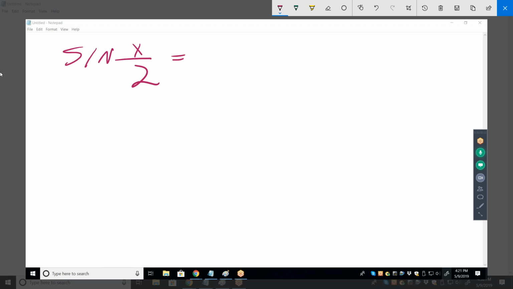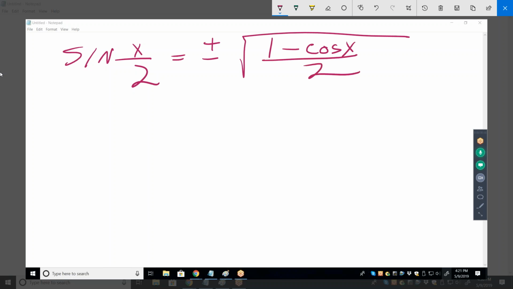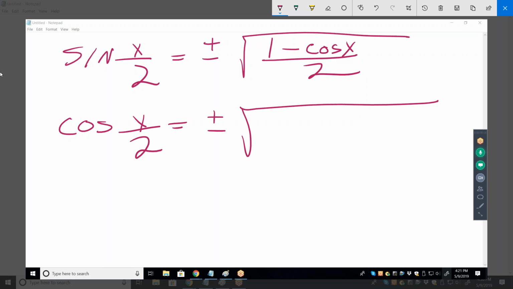But the half angle formula is very important. It's very similar for sine and cosine. Notice that both of them only differ by 1 plus or minus sign. Okay? And the way I memorize this is the cosine is the plus, the sine is the minus.